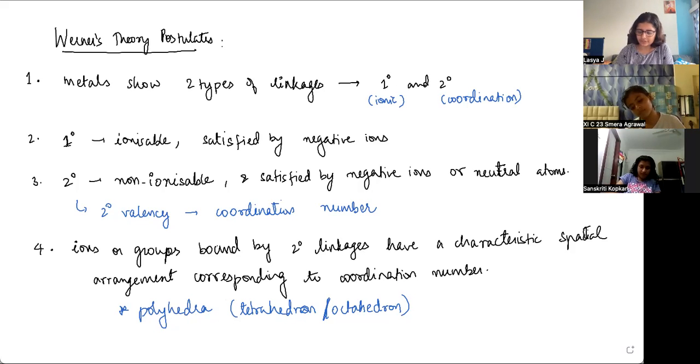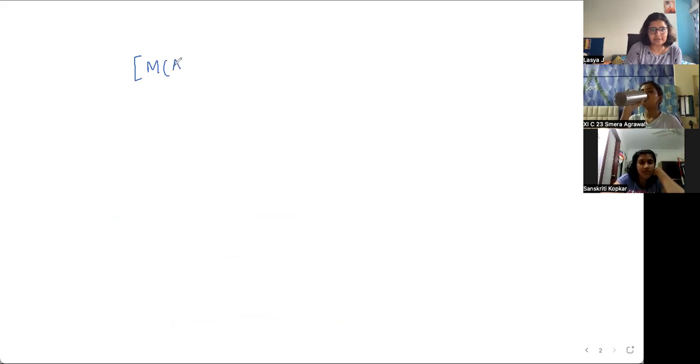So the general notation of any coordination compound is represented by square brackets, metal atom, and whatever anions or neutral atoms. Whatever is satisfied by the secondary valency, the coordination number, is inside the square brackets, and whatever satisfies the primary valency, whatever is ionizable, that is given outside the square bracket.